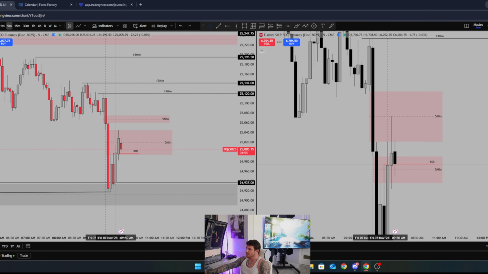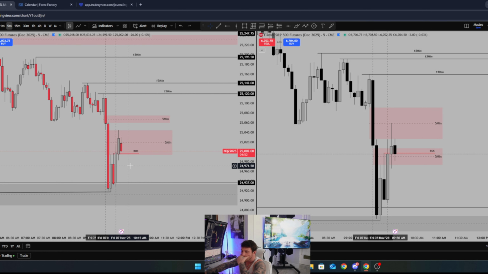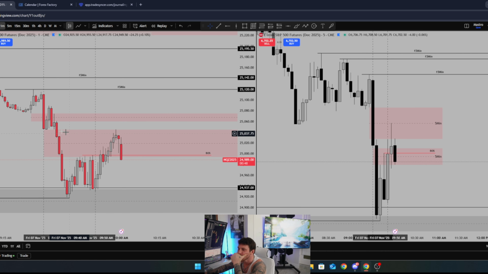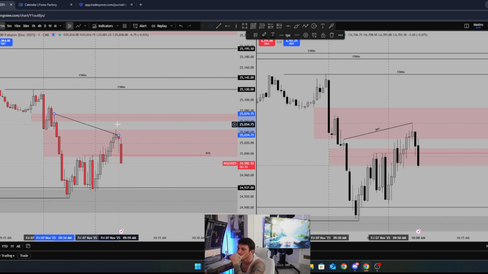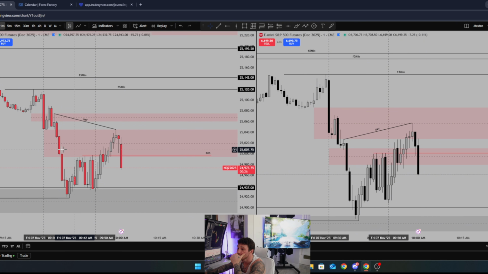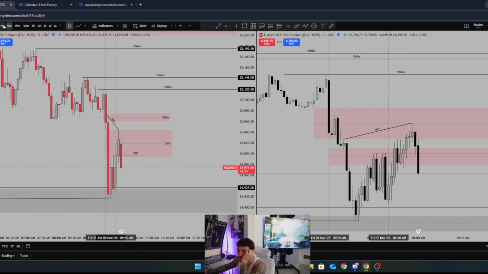Alright, ES inverse this 5 minute right here. But what I really want to look at is, dude, we formed a 1 minute SMT right off of this. So many things can happen right now, dude. Formed a 1 minute SMT off of this high. Yeah, we gonna want to dump. See, people are probably going long there.